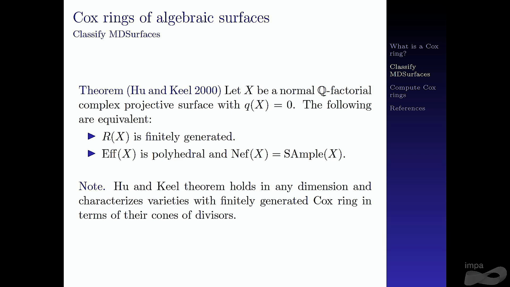Actually, the name Mori dream spaces comes from this general result. Because this type of varieties has a good behavior with respect to the minimal model program. But I choose not to go in that direction, so let me skip it. Well, once we have this theorem, of course, we have translated the problem, but still it's not easy, let's say, to classify this kind of surfaces. Let me tell you a little bit what we know.